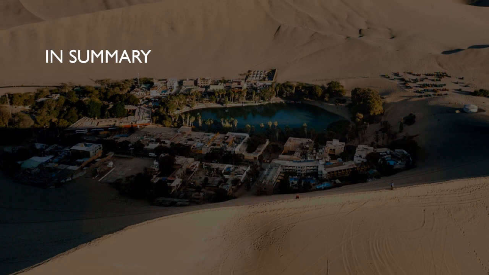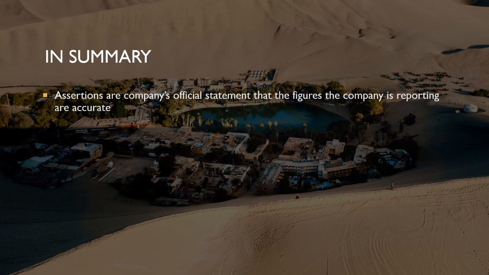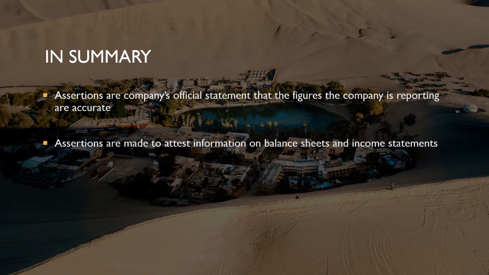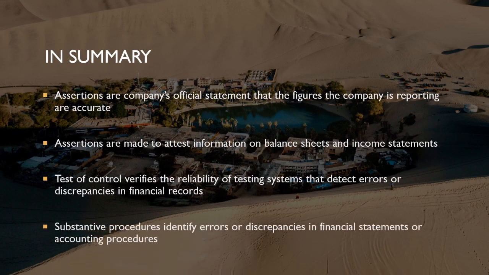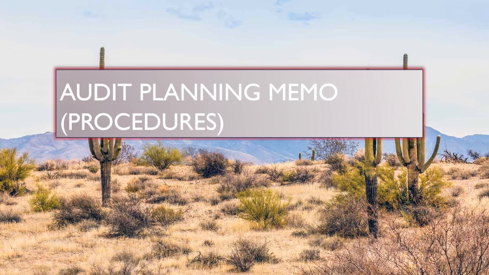In summary, assertions are a company's official statement that the figures the company is reporting are accurate. Assertions are made to attest information on balance sheets and income statements. Test of controls verifies the reliability of systems that detect errors or discrepancies in financial records. Substantive procedures identify errors or discrepancies in financial statements or accounting procedures.